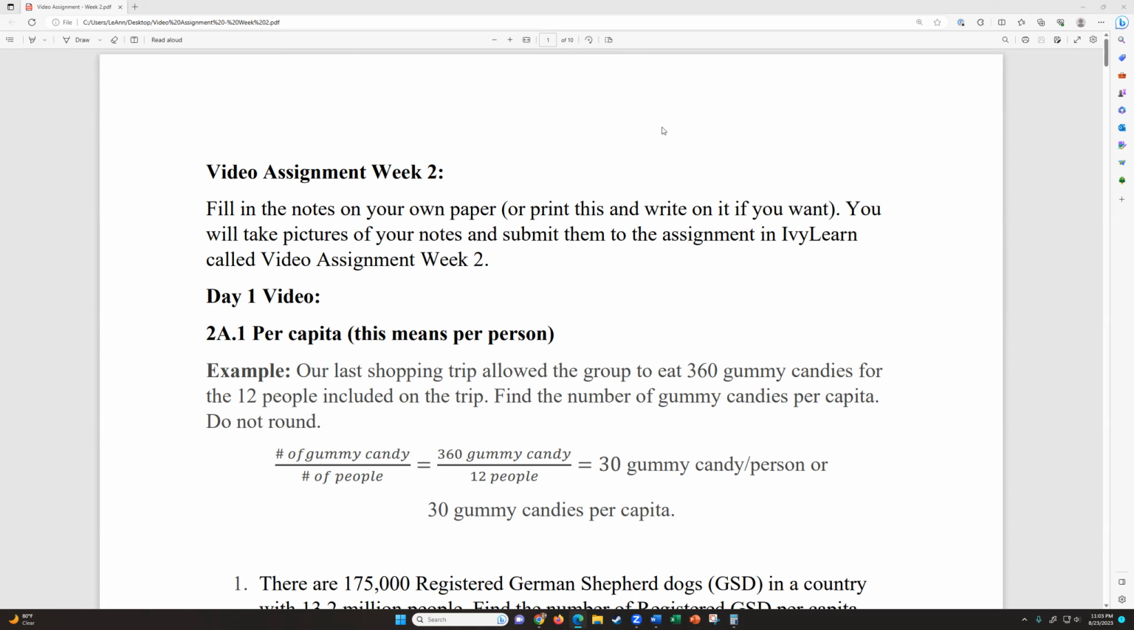So 2A1 per capita, that just means per person. Let's look at this first example here. It says, our last shopping trip allowed the group to eat 360 gummy candies for 12 people included on the trip. Find the number of gummy candies per capita or per person. So number of gummy candy over number of people. We had 360 eaten over 12 people that we had on our trip. That reduces down, we divided on our calculator to 30 gummy candy per person or 30 gummy candies per capita.